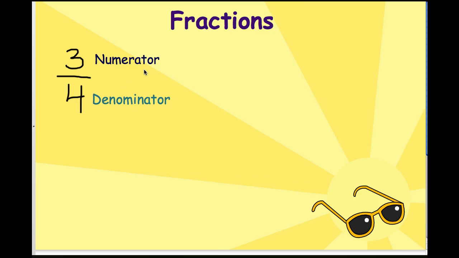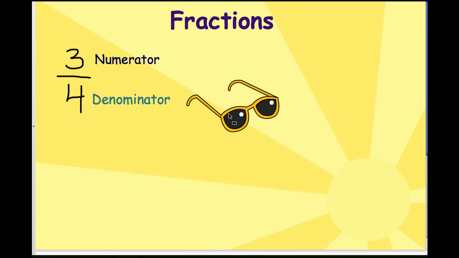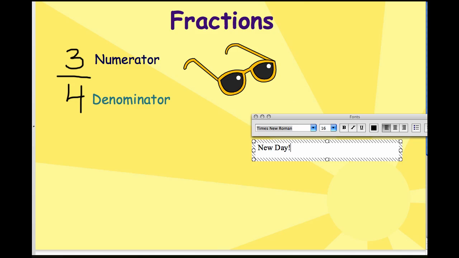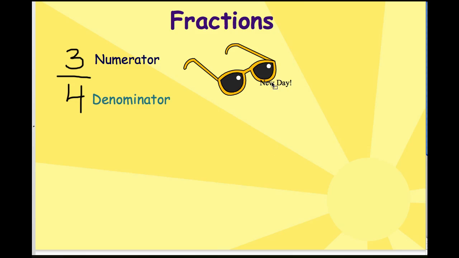And there are many different ways that we could remember the numerator is first on the top and the denominator is on the bottom. One way that I remember it is I think of a new day, hence the sunshine here in the background. And I think of my sunglasses, new day. I'm going to type that for you. And new days are always very exciting, aren't they? New day, numerator, then denominator. So you can use that strategy or any one that you come up with to remember the numerator is on the top, denominator is on the bottom.